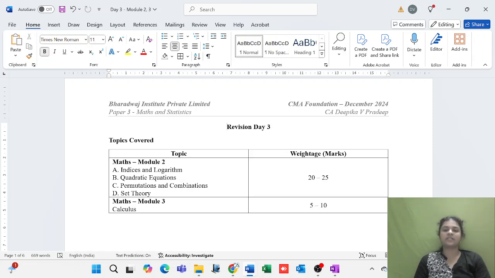So today's topics that we have discussed, very important for practice, will be quadratic equations and permutation combination. Rest all the formulas are given to you. You can go through and practice the sums that we have discussed in the class and your study material questions.